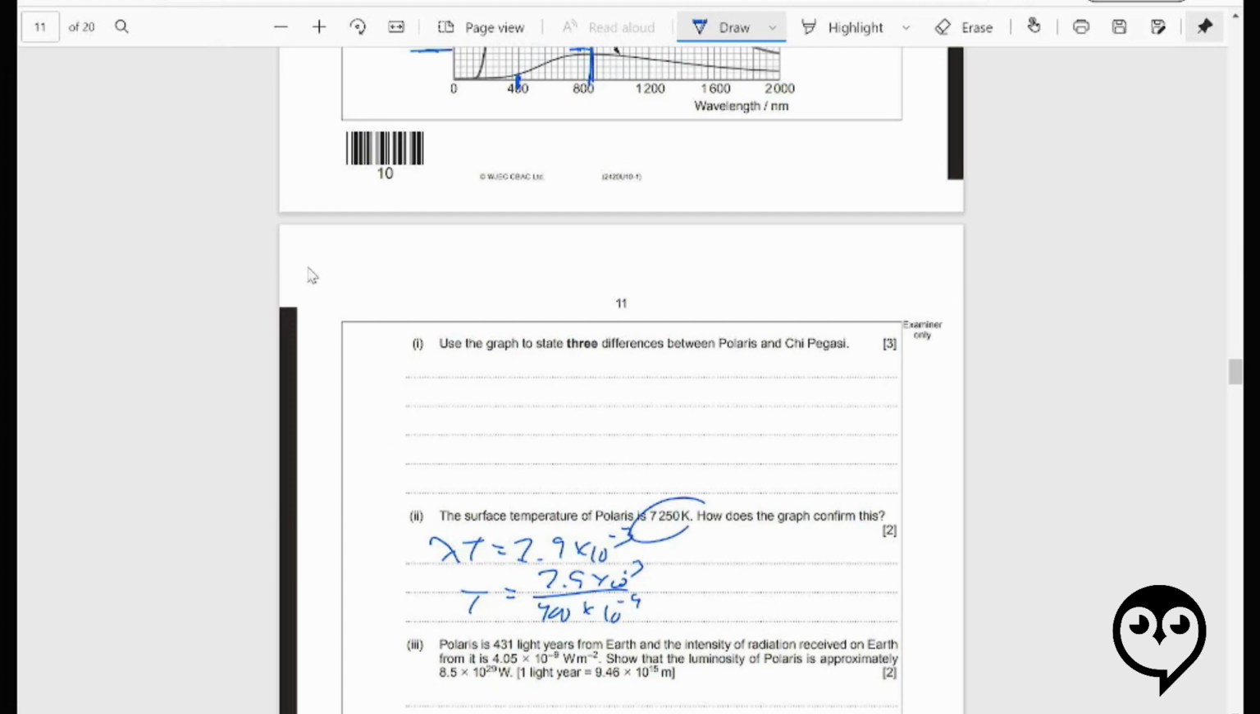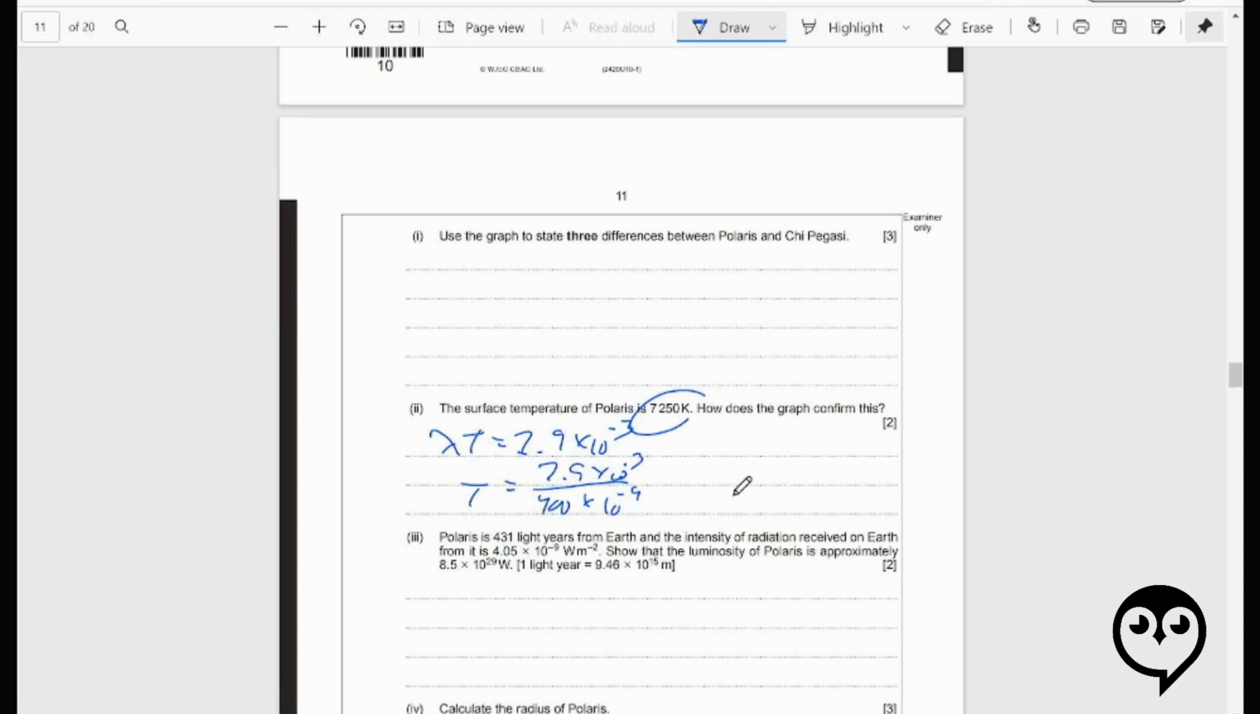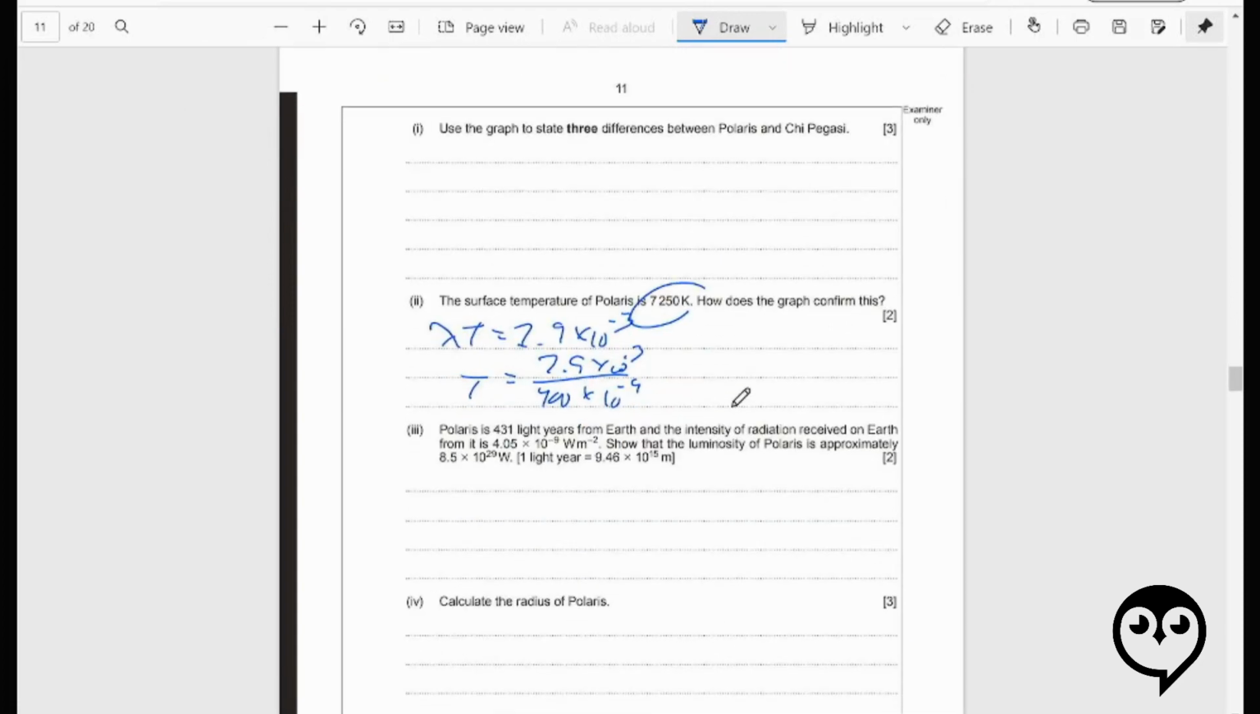Polaris is 431 light years from Earth, and the intensity of radiation received on Earth, they tell us, shows the luminosity of Polaris is approximately that many watts. Intensity is going to be our power, or luminosity, divided by the area. Units are watts per meter squared. So if we want to find the luminosity, we take the intensity and multiply by our surface area. The radius in this case is in light years, so we're going to have to convert that into meters. You plug that all in.